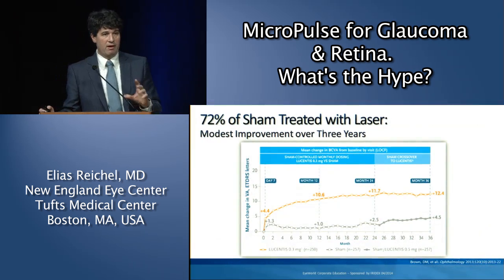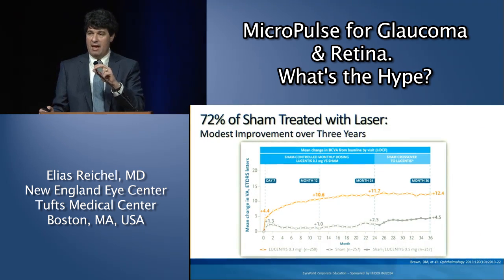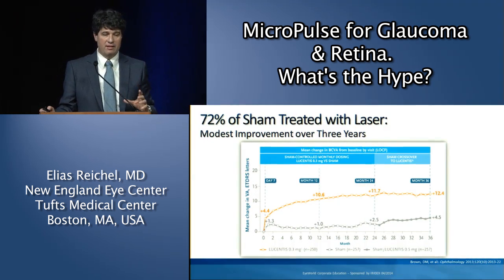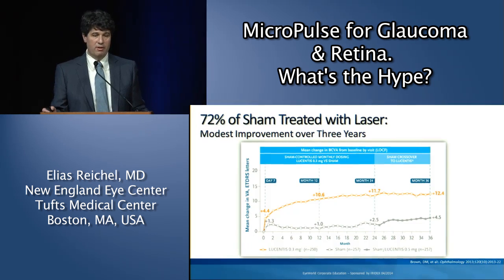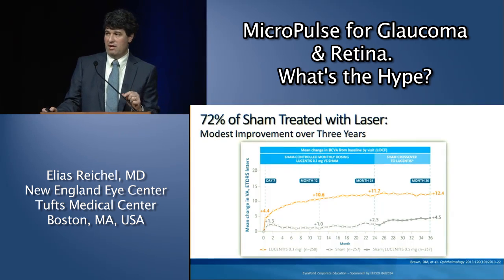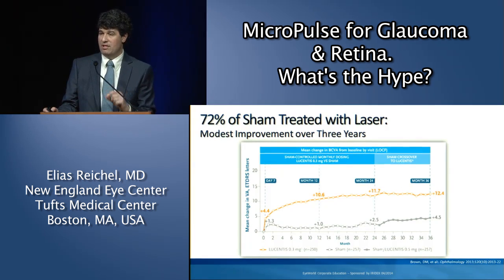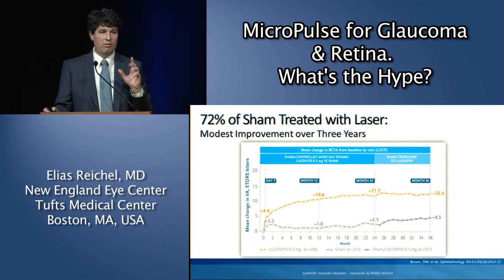So this is really the heart of what I want to talk about, and this is the RIDE and RISE data using Lucentis for the treatment of diabetic macular edema, and it's being compared to sham treatment. And in the sham treatment arm, they were able to receive laser, but only 72% of patients in the sham arm actually did receive laser, which means 1/4 of the eyes received no treatment at all.